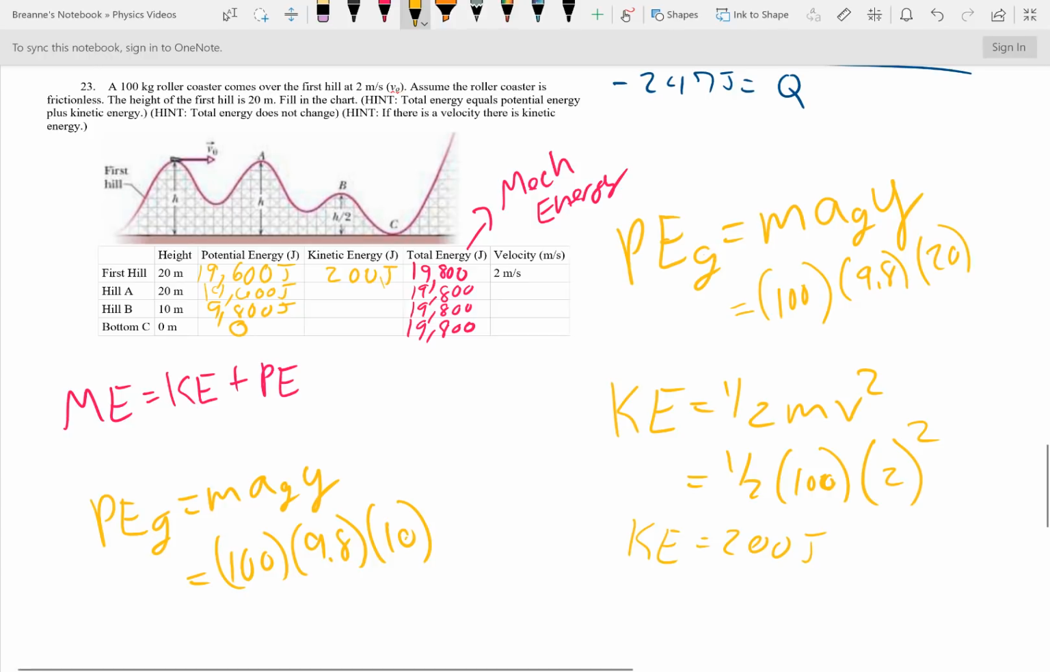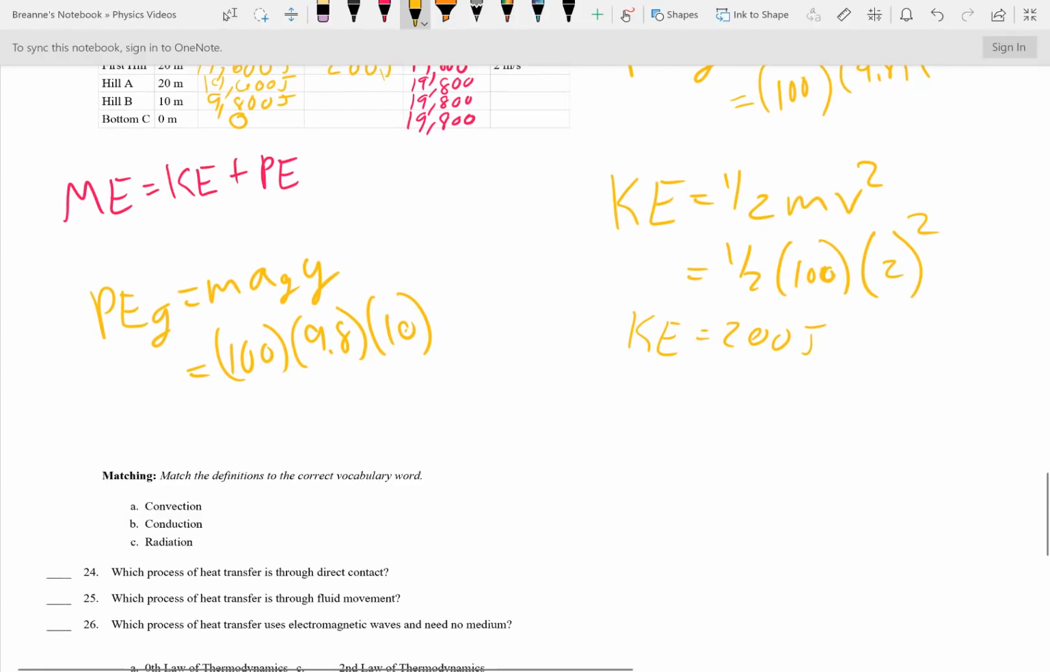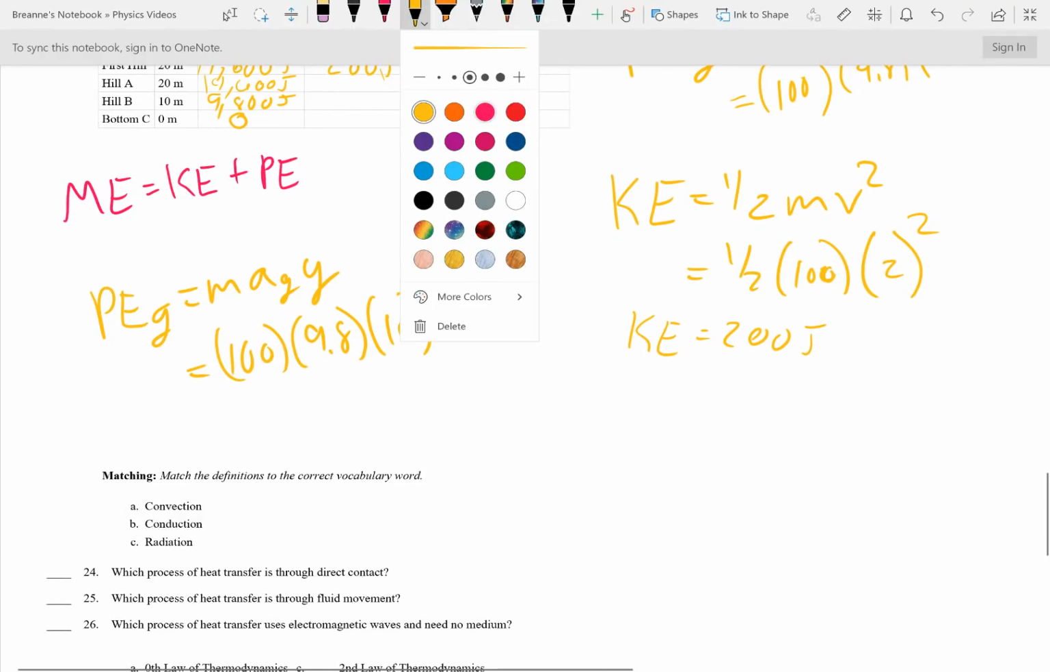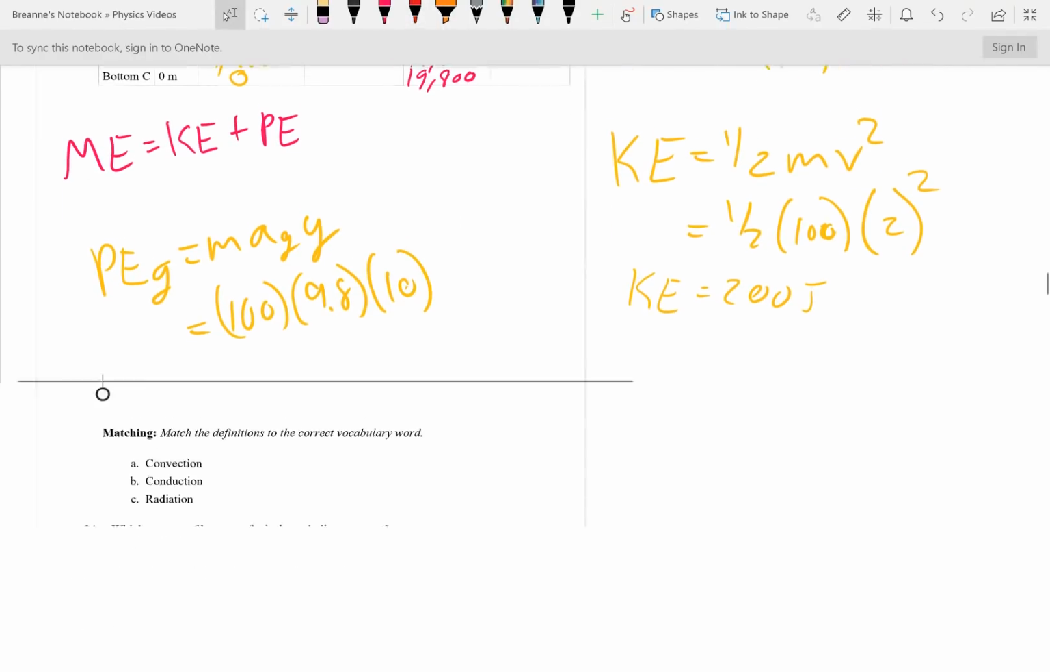Once you figure out all your potential energies and you figured out all your total energies, you can figure out all your kinetic energies by using your kinetic energy equation. But again, you might forget to square that. What you could do, you could use your mechanical energy equation.